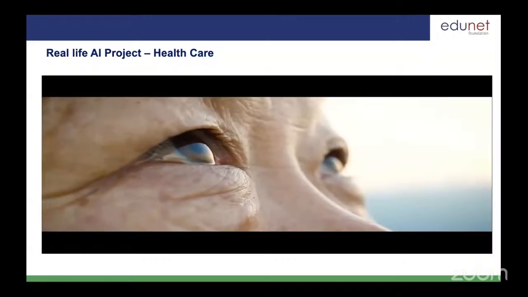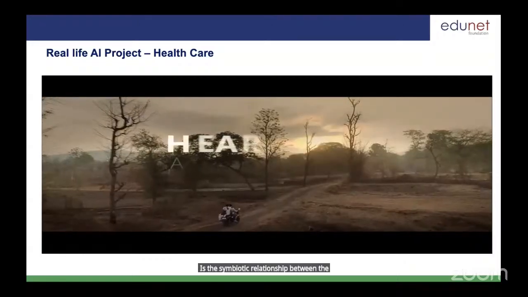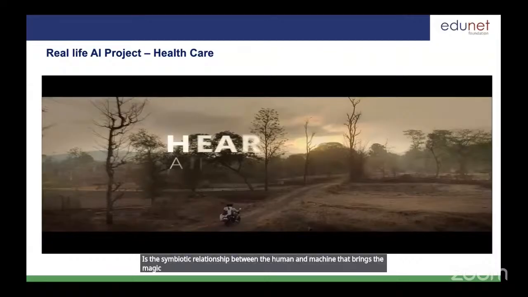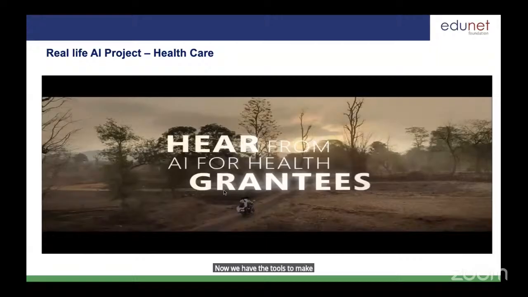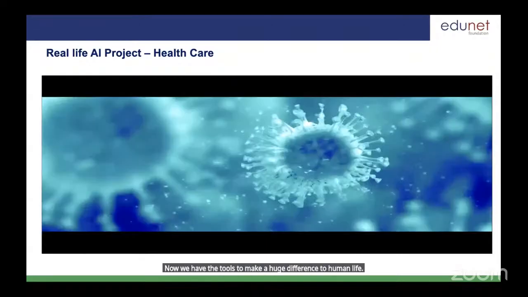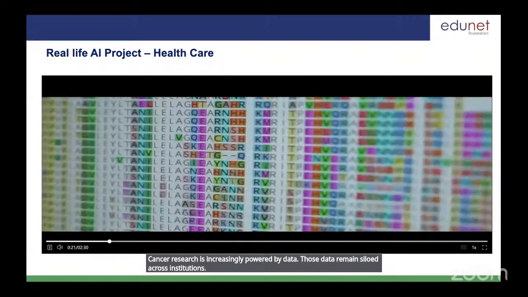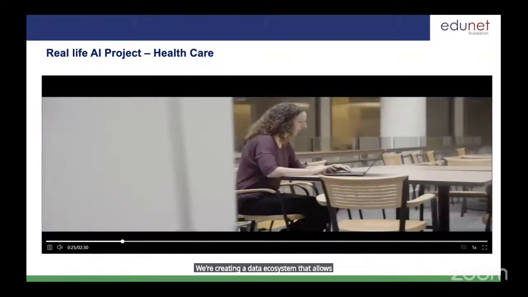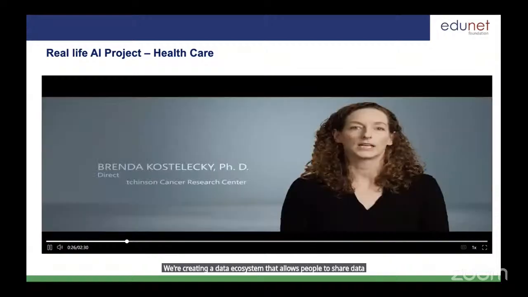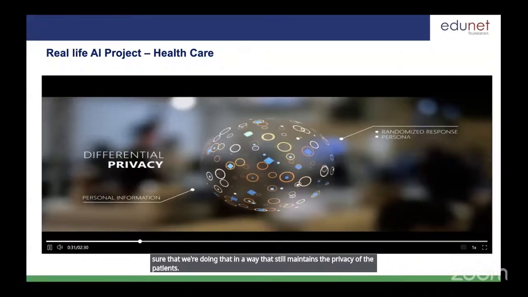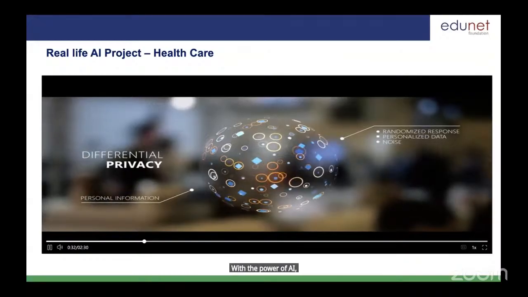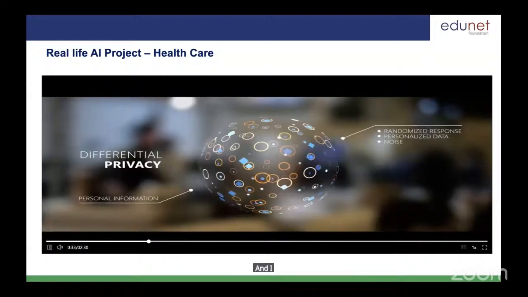It's the symbiotic relationship between the human and machine that brings the magic of AI to medicine in a meaningful way. Now we have the tools to make a huge difference to human life. Cancer research is increasingly powered by data. Those data remain siloed across institutions. We're creating a data ecosystem that allows people to share data while maintaining the privacy of the patients. With the power of AI, we can go after the unknown. And I can guarantee that we'll find something that nobody expected.